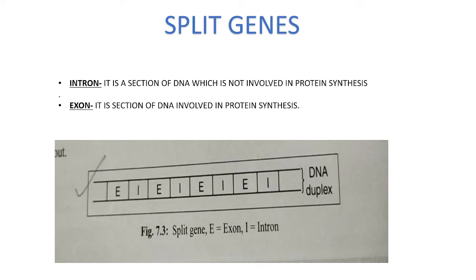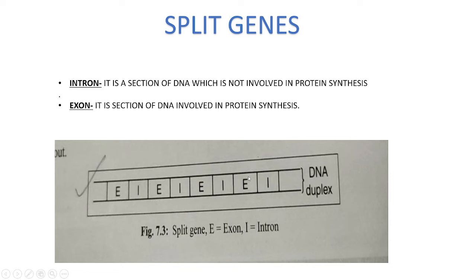Before going to split genes, let me make you understand what split genes are. We have seen that the DNA segment is present, and a DNA segment is basically divided into two parts: one is intron, another one is exon. You must be wondering what is intron and what is exon. You can see here a structure of a DNA duplex, and this DNA duplex is divided many times: exon, intron, exon, intron, exon, intron. These are none other than the split genes. This is called a split gene.